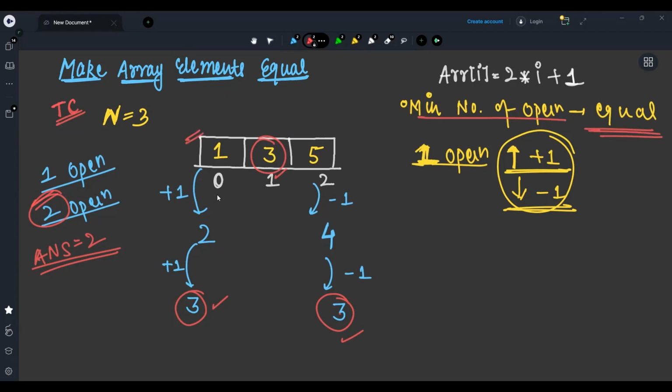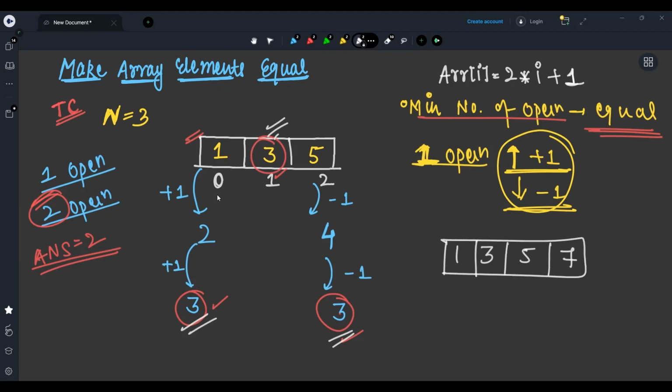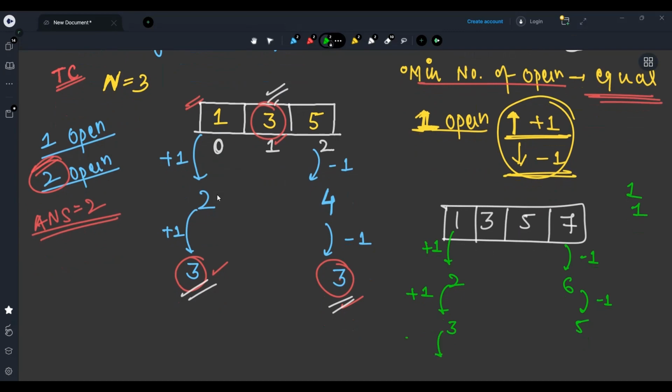Now how can we approach this question? One thing you have to observe here is that we are always reaching the median: 3, 3, 3. Now let's take 1, 3, 5, 7. If I increment 1 by 1, it becomes 2, and if I decrement 7 by 1, it becomes 6. One operation taken. Again, if I increment it by 1, it becomes 3, and decrementing gives 5. Again, one operation. If I again increment by 1 it becomes 4, and decrementing gives 4. Both are equal in three operations. Now similarly do this with the other two: increase one, decrease one, and both become equal in only one operation. So in total, I have taken 4 operations.